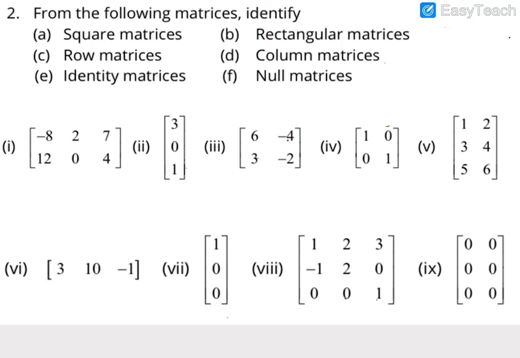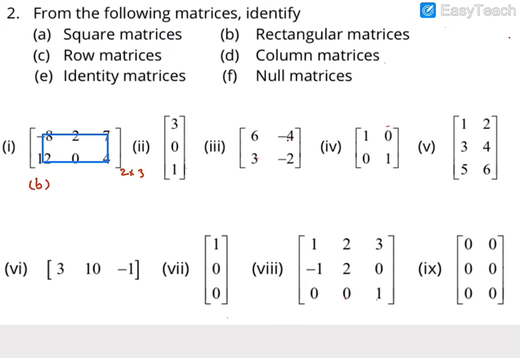Let's do question number 2. Question number 2 says that from the following matrices, identify square matrices, rectangular matrices, row matrices, column matrices, identity matrices and null matrices. So first one is, you can see 2 rows and 3 columns. So number of rows are not equal to number of columns, so we can say it's a rectangular matrix. So you can write here this belongs to B.